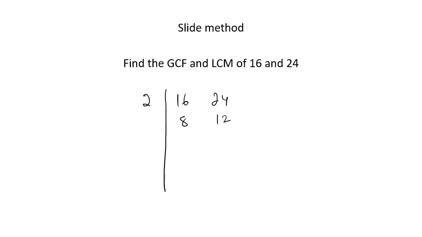So I'm going to do the same process again. What will divide into the 8 and the 12? Well, a 2 will go in again. That leaves a 4. A 2 will go in. That leaves a 6. We do it one more time. 2 goes in again. That leaves a 2. This leaves a 3. Now, is there anything that will divide into 2 and 3? Well, the answer is no.